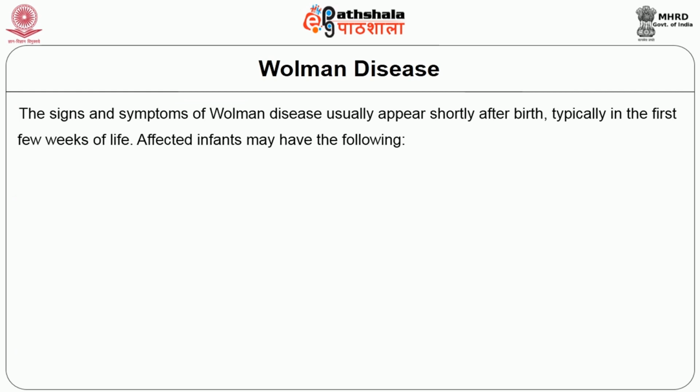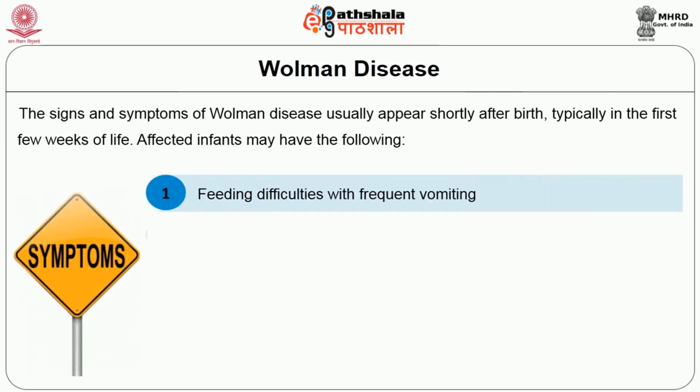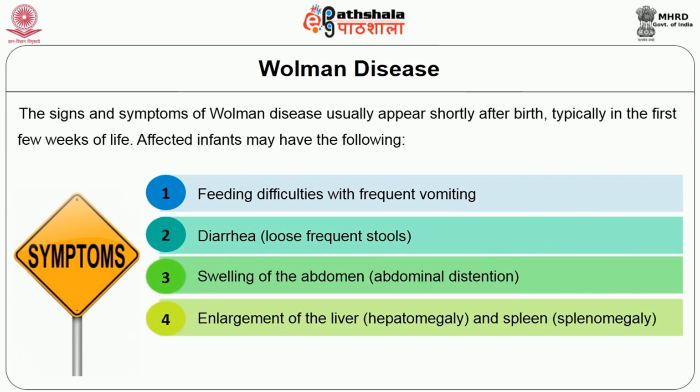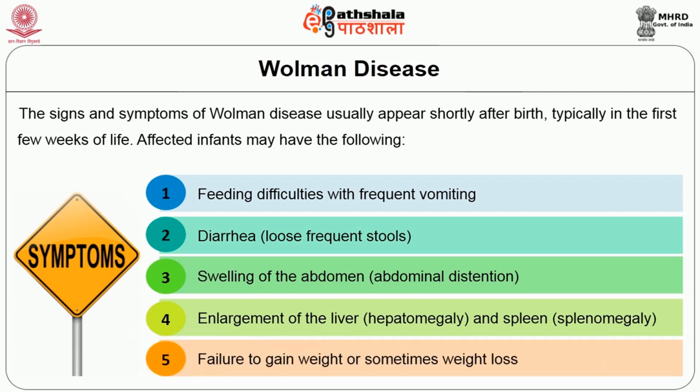The symptoms of Ullmann disease usually appear shortly after birth, typically in the first few weeks of life. Affected infants may have the following: feeding difficulties with frequent vomiting, diarrhea, swelling of the abdomen, enlargement of the liver and spleen, failure to gain weight or sometimes weight loss.